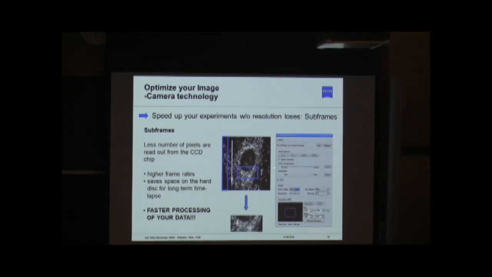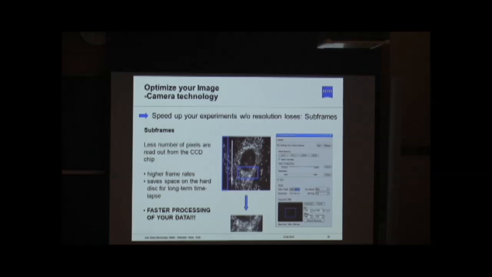The advantage is that if you only read out a small part of your sample, the camera can do that much faster, so you can achieve higher frame rates. And last thing again, you save space on your hard drive in case you do long-term experiments, and also time when you do your processing.